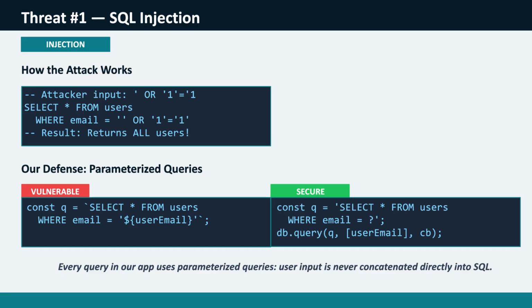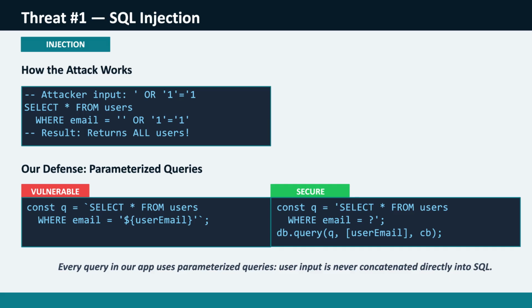SQL injection is one of the oldest and most dangerous web vulnerabilities. The attack works by inserting SQL code through user input fields. The attackers could type ' or 1=1 into the login form, and if the backend was not properly protected, they had bypassed authentication completely. We prevent this using parameterized queries. The database driver handles escaping special characters, so SQL code cannot be injected. Every query in our application uses parameterized queries.